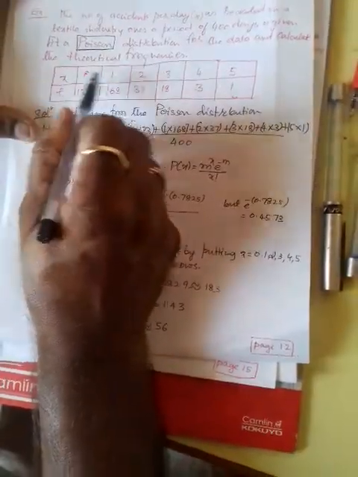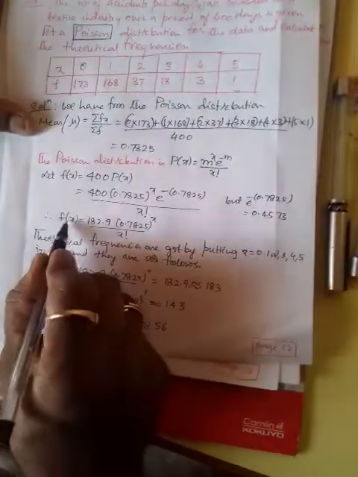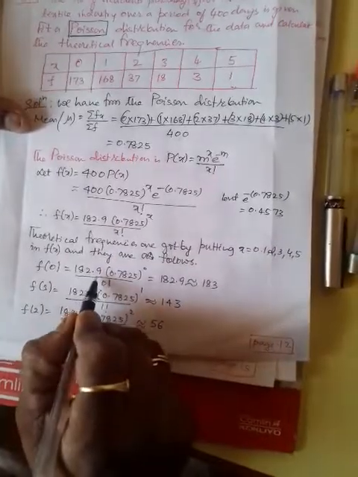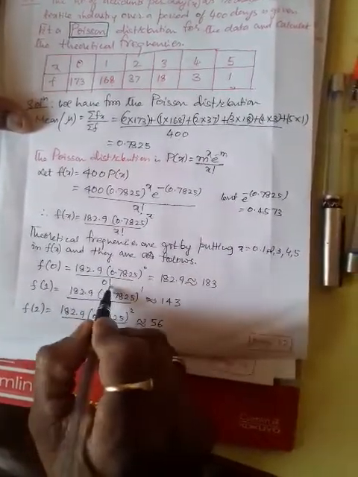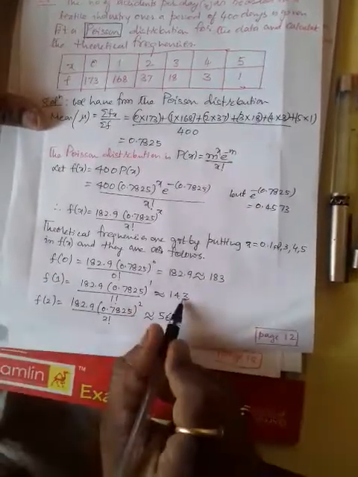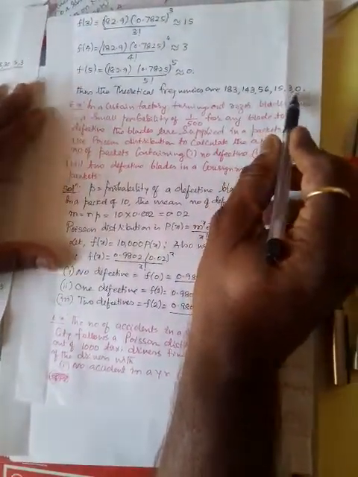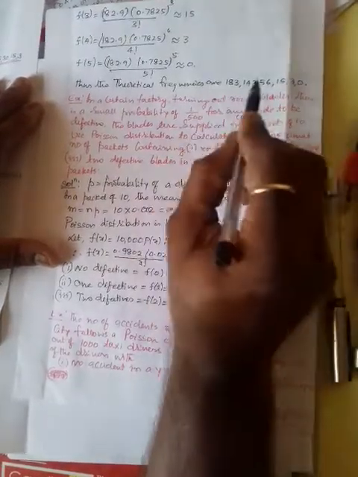Now we calculate the theoretical frequencies from the table, for x equal to 0, 1, 2, 3, 4, 5. Therefore f of 0 is: putting x equal to 0 in this expression, 182.9 into 0.7825 to the power 0 divided by 0 factorial. The corrected value will be almost 183. Similarly, f of 1 will be 143, f of 2 will be 56, f of 3 will be 15, f of 4 will be 3, f of 5 will be 0. Writing all of it at the end, the theoretical frequencies from f of 0 to f of 5 are 183, 143, 56, 15, 3 and 0. Okay, the example is over.